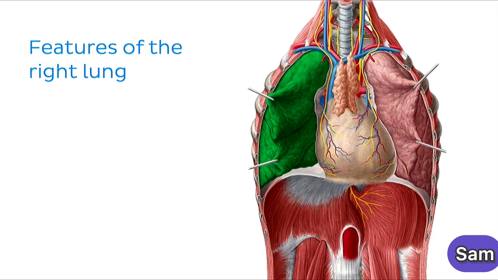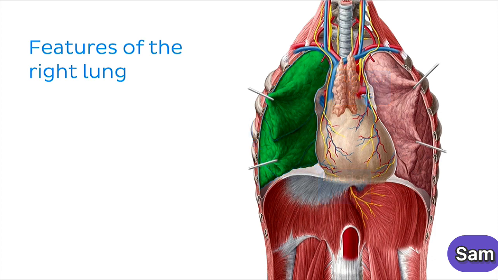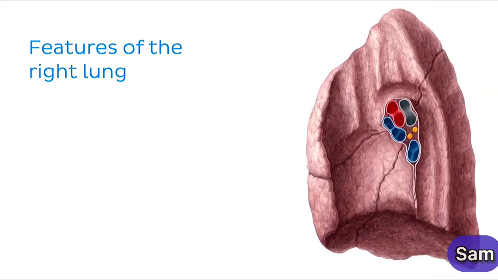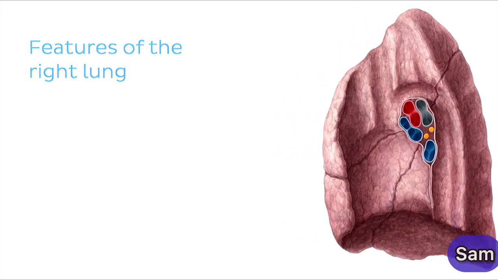And this lung has three lobes, the superior, middle, and inferior. These lobes are separated from each other by fissures. And since we have three lobes, we know that there must be two separate fissures. So let's have a look. So first, separating the superior and middle lobes is the horizontal fissure, and separating the middle and inferior lobes is the oblique fissure. Let's quickly jump over to the left lung now.